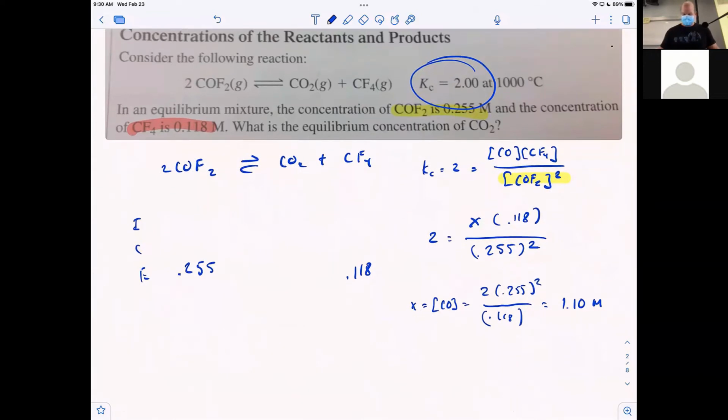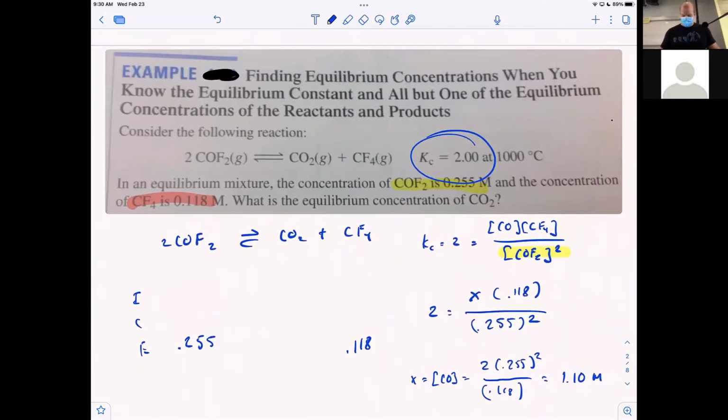Yes, please, Dennis. An equilibrium mixture. So Q is at any given time. Q and K are the same number at equilibrium.